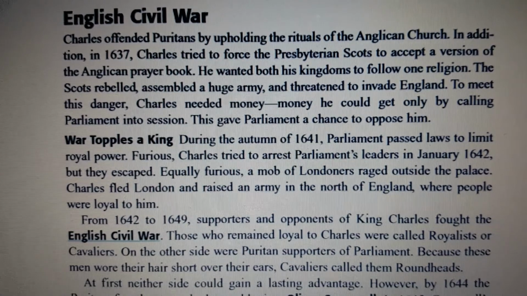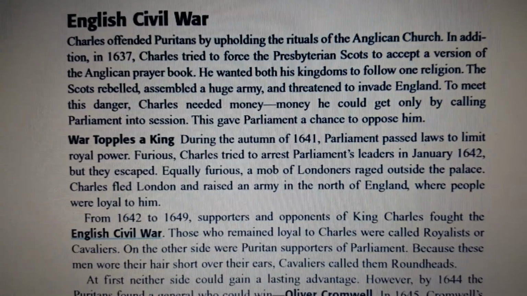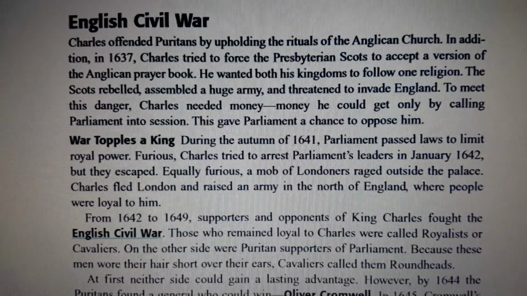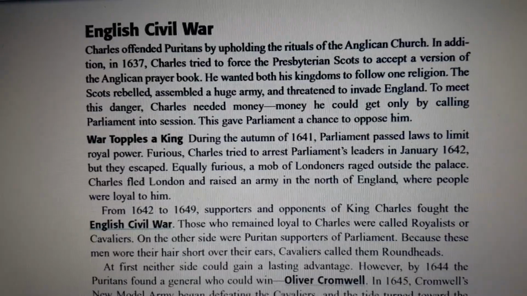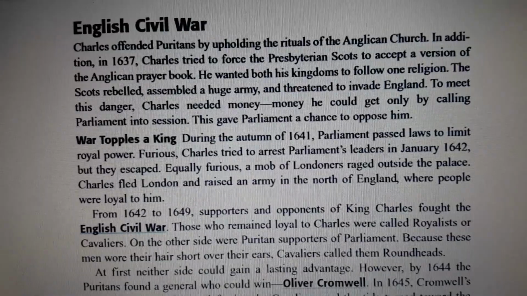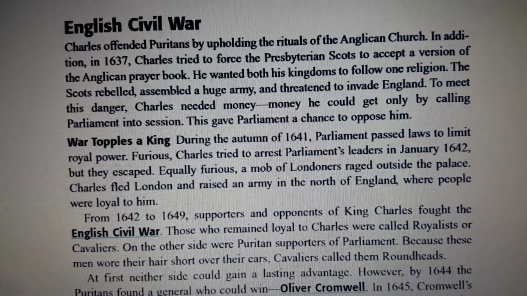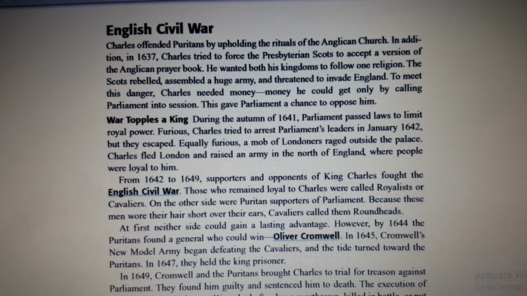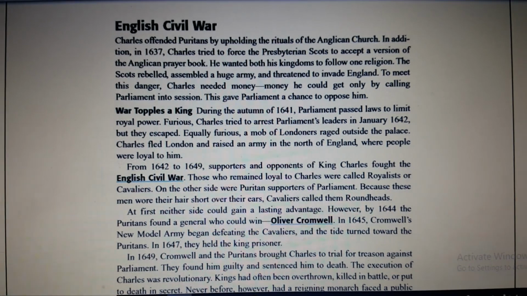War topples a king. During the autumn of 1641, Parliament passed laws to limit royal power. Furious, Charles tried to arrest Parliament's leaders in January 1642, but they escaped. Equally furious, a mob of Londoners raged outside the palace. Charles fled London and raised an army in the north of England where people were loyal to him. From 1642 to 1649, supporters and opponents of King Charles fought the English Civil War.